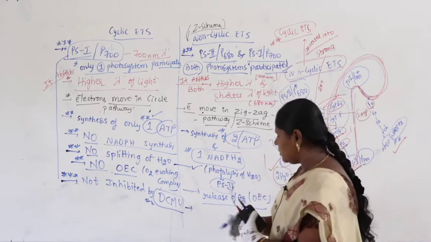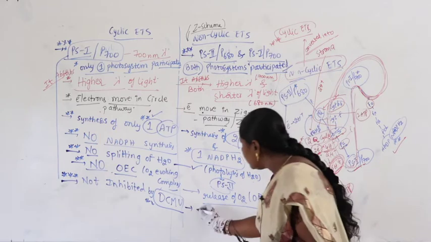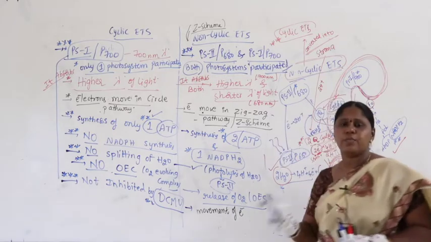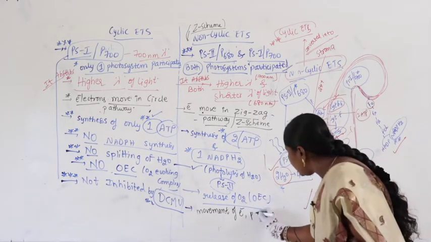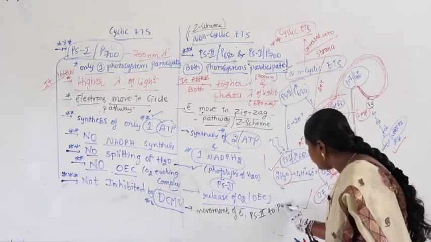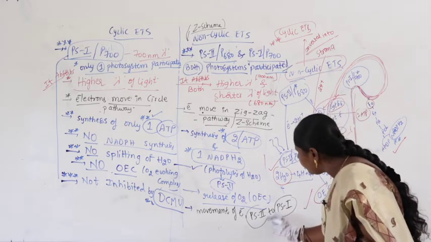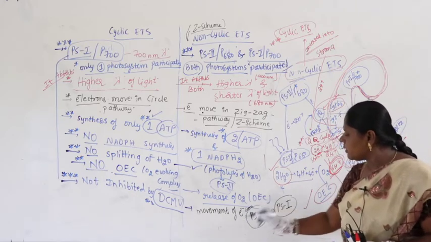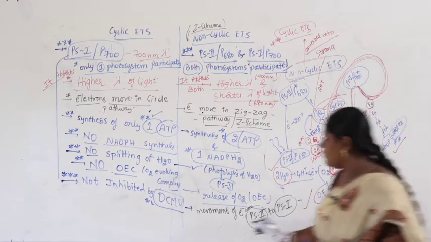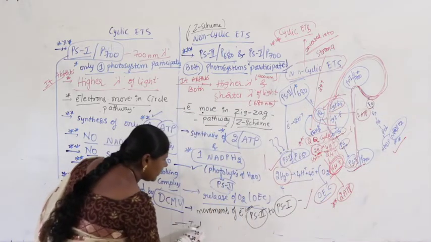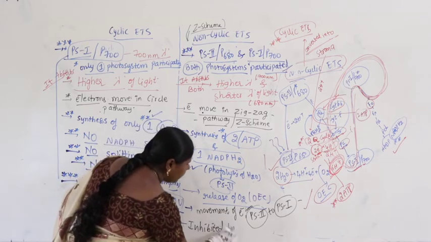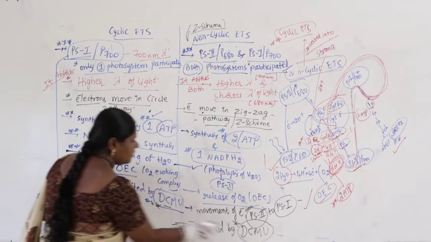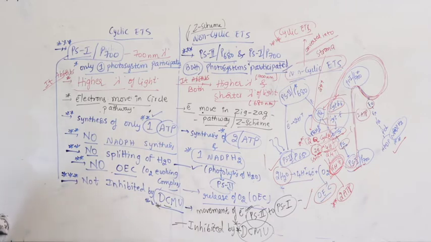the movement of electrons. I hope this is very clear for you to write. Movement of electrons occurs from where to where? The movement of electrons occurs from PS2 to PS1. Where to where is the movement of electrons happening? Better you write the complete statement: the movement of electrons from PS2 to PS1 and continuing further is inhibited by DCMU.